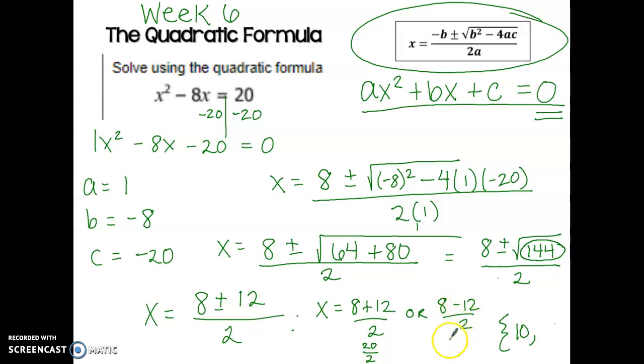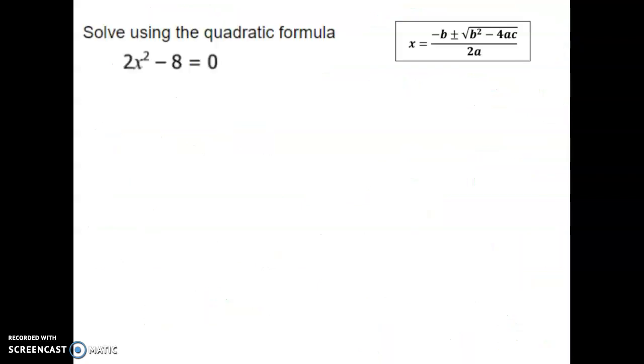8 minus 12, that's going to be negative 4. And negative 4 divided by 2 is negative 2. So my solution here is 10 and negative 2. Remember that plus or minus in front of the square root is how you get your two different answers. All right, let's try this again. Let's go with the next equation.